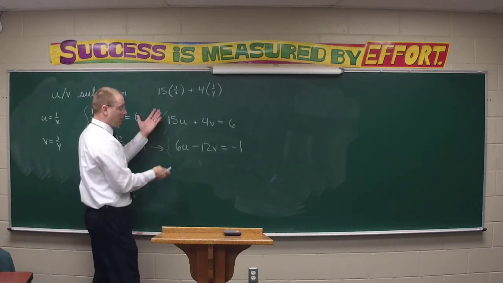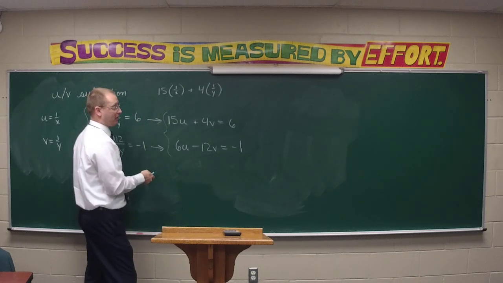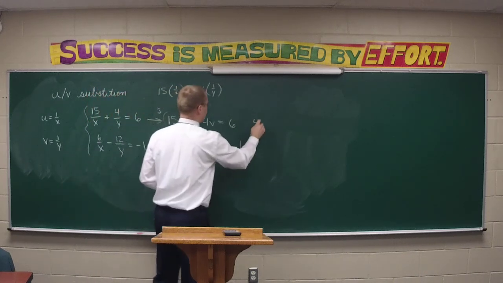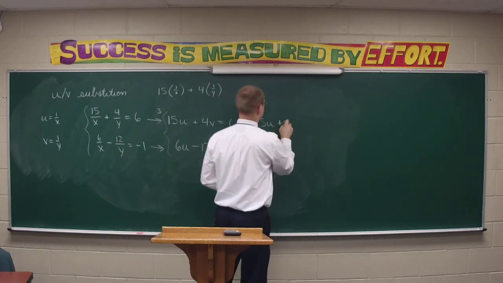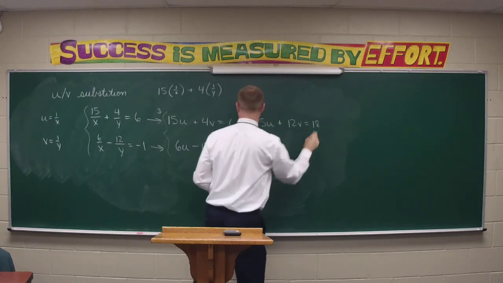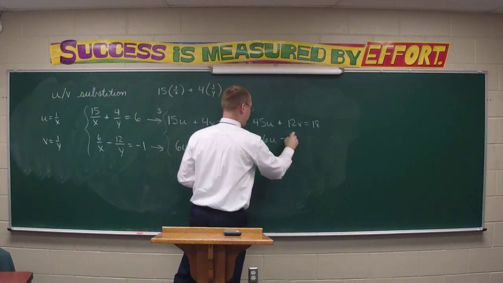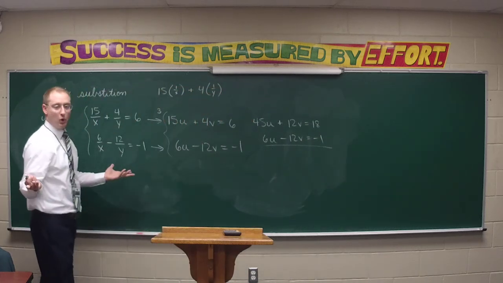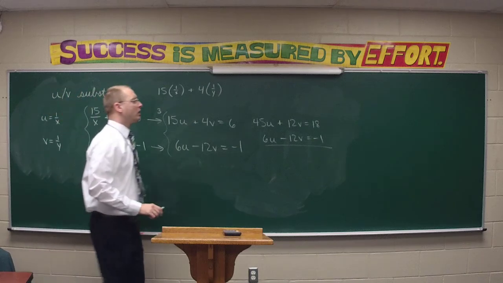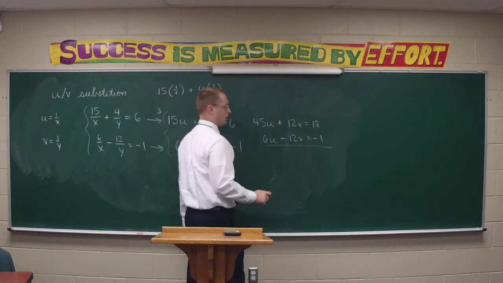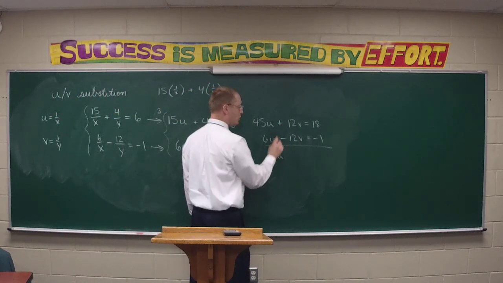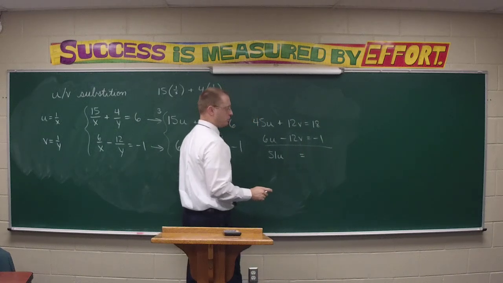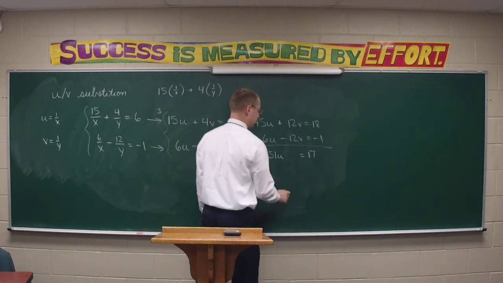I'll multiply the top equation by 3. And that'll get me a 45U, you're doing this with me, plus 12V equals 18. Bottom equation, I'm going to leave it alone. 6U minus 12V equals negative 1. Now the V's are going to cancel. What do I get for my U's? 51U is equal to 17.